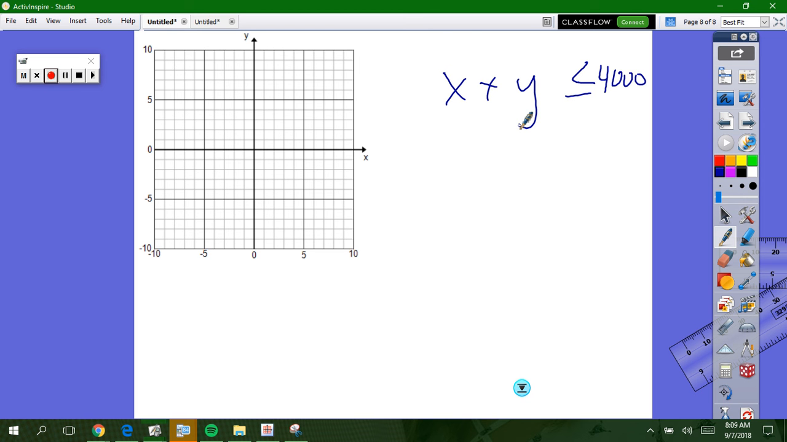Okay. So there's that first one. What else did it say here, though? It said that Anna's financial advisor asked her to have at least $500 in her 6%. Did she have more than $500? Did she have less than $500? Nope. So X has to be greater than or equal to 500.